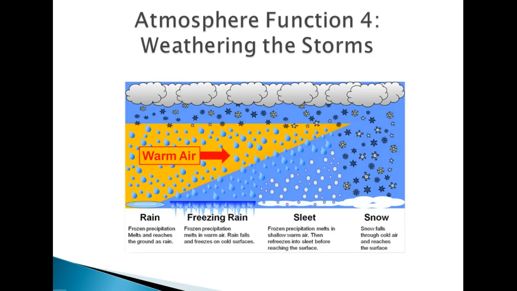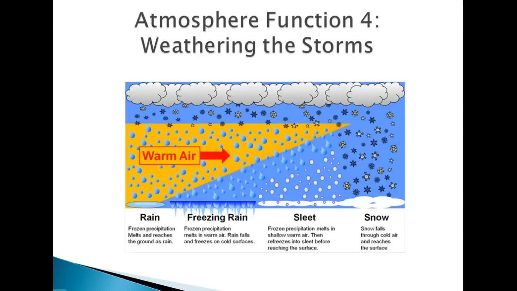Now, atmosphere function number 4, weathering the storms. Closely related to temperature regulation, the atmosphere also gives us weather. Wind, rain, and snow depend on the atmosphere. The atmosphere provides cool breezes on a hot day and rain to make the trees and flowers grow. We know that plants could not grow and animals could not survive without water. Rain provides the water we need, and the atmosphere provides that rain back to the earth.